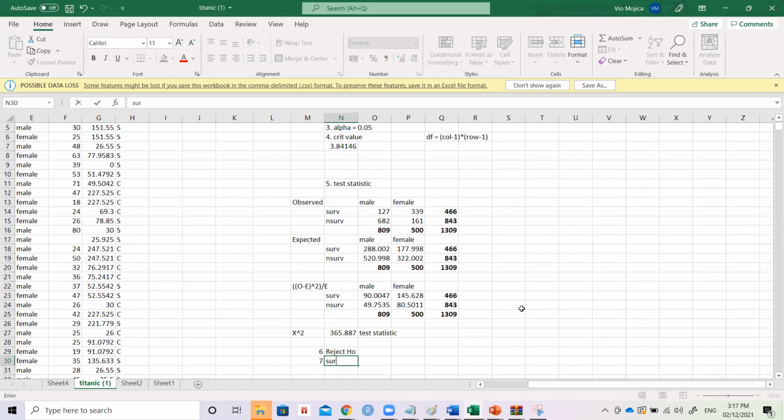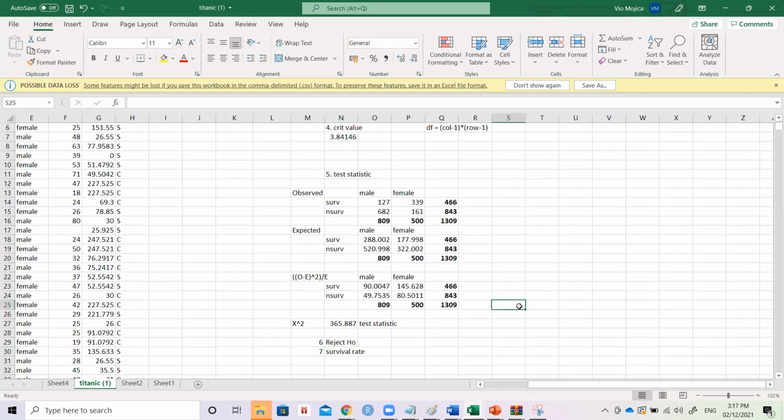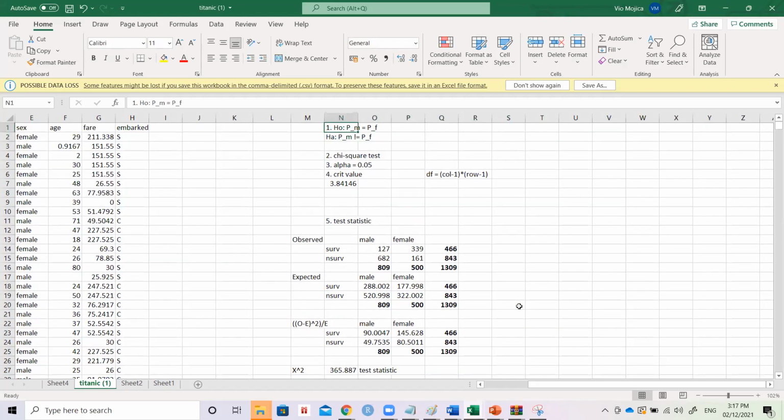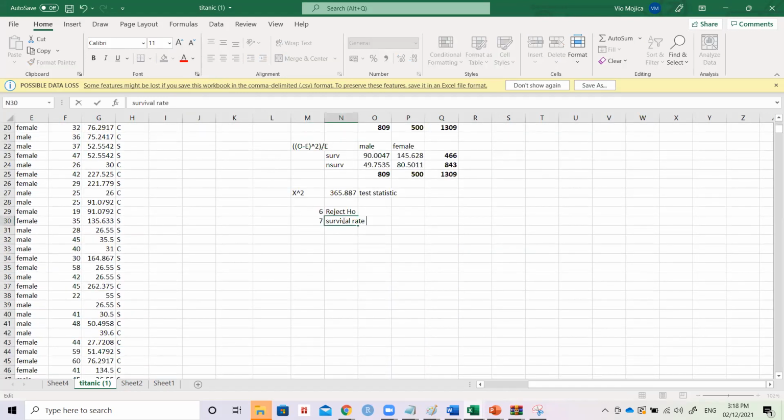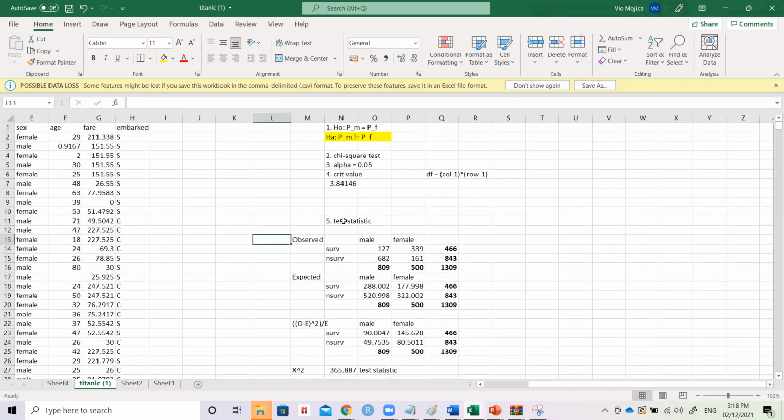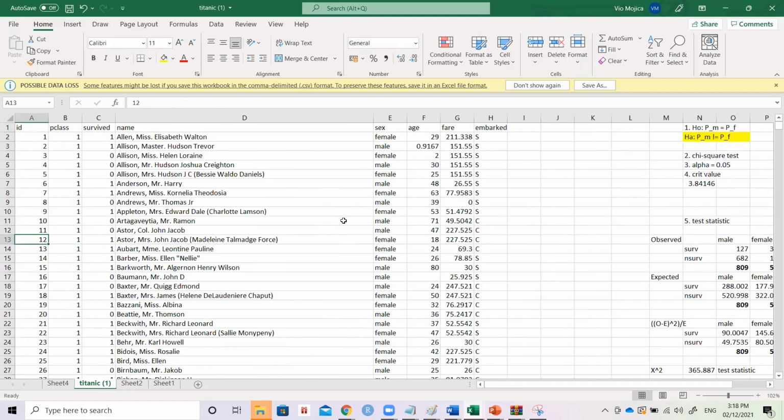We say that survival rate. Take note ha, reject and do not reject HO. Walang accept HO. Do not reject. Rejecting HO means we conclude this. So the survival rate is not the same for males and females. Certain na tayo doon. Kasi reject HO siya. Survival rate significantly differs between males and females. Okay na? Ano? Questions dyan?